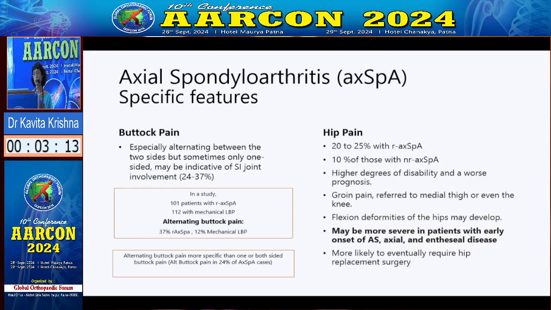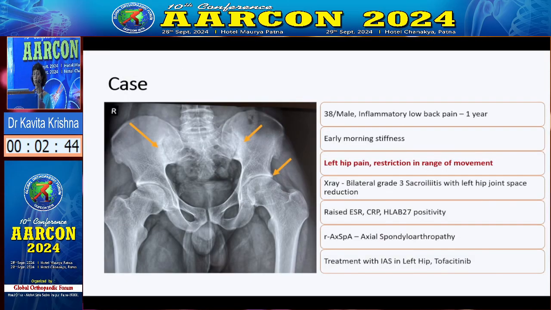Besides buttock pain, which we talked about, many of them have hip pain. Hip pain is also part of axial spondyloarthropathy in 25% of the patients, and also in 10% who do not have radiographic features. And this actually indicates a higher degree of disability or worse prognosis. They often don't complain of hip pain, they complain of groin pain, which would refer to the medial thigh and sometimes to the knee also. And if it's very severe, they often require early hip replacement surgery.